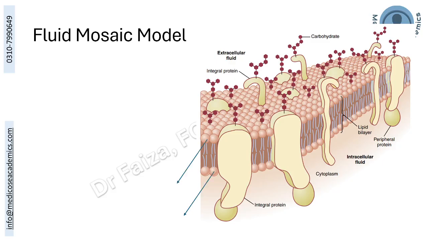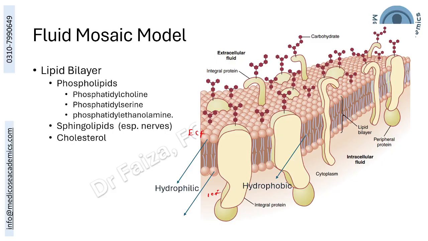If we look into the detail, the surface of the phospholipid molecule facing the ICF and ECF is the hydrophilic end, and the tails in between these are the hydrophobic ends of phospholipid molecules, forming the lipid bilayer of the cell membrane. The phospholipids in this lipid bilayer are of multiple types.